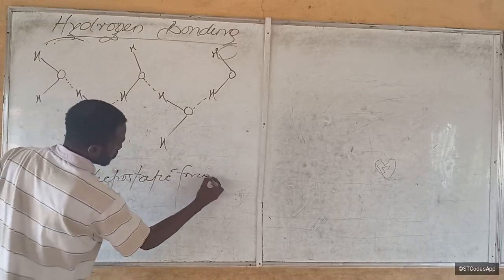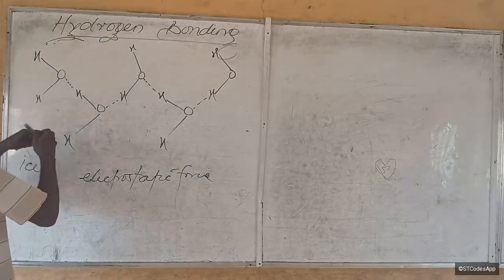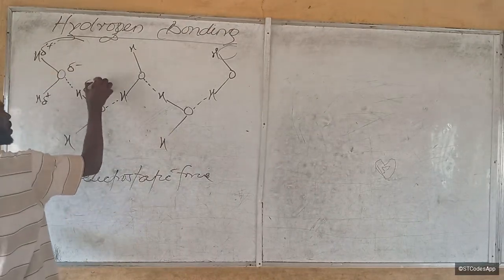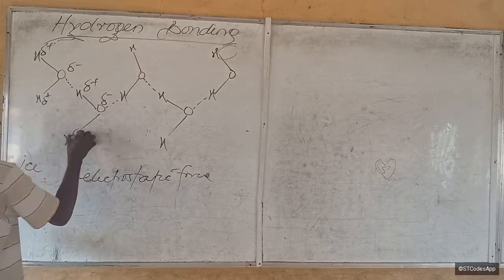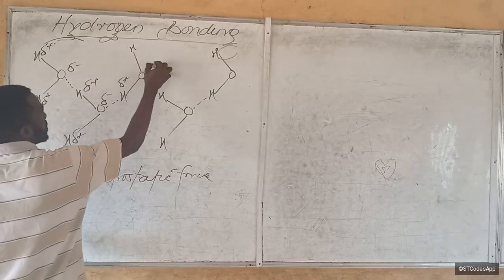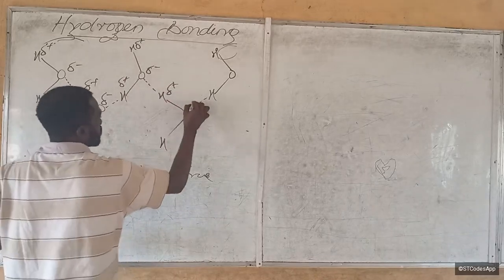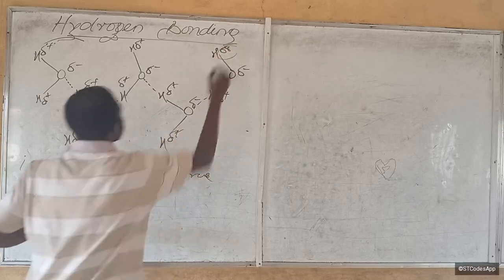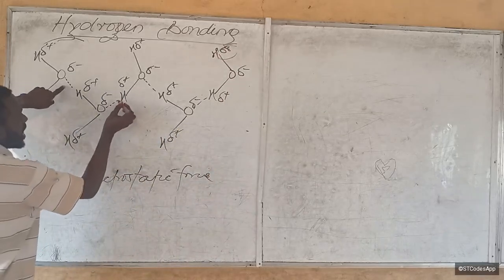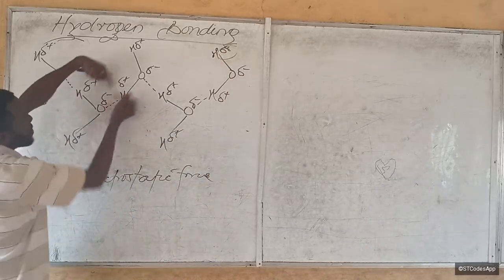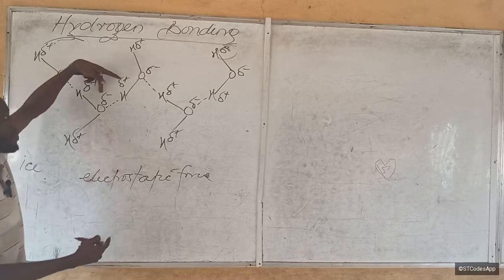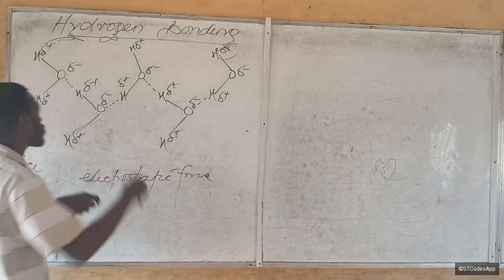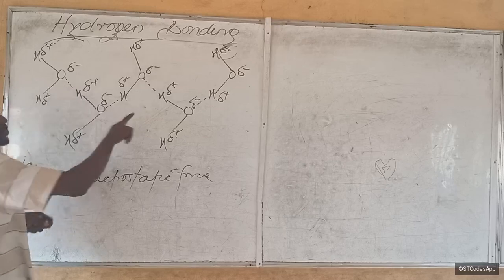Electrostatic force. Okay, so there is a partial negative, this is a partial positive, this is partially positive, this is partially negative, and so on throughout the structure. So these dotted lines that you are seeing here are mere attractions between the partial charges, the partial dipoles. Is that okay? So these dipoles create an attraction between each other.